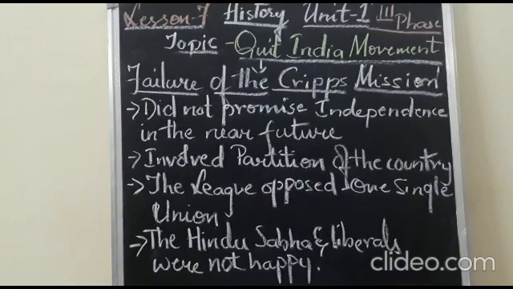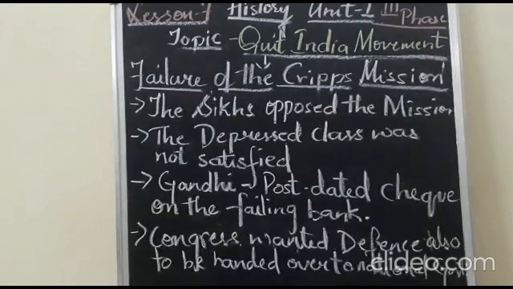of India. Now let us continue to see what were the other reasons why the Cripps mission was rejected by the Indian political parties. The next reason is the Sikhs were not happy and they opposed the mission, saying that their interest would not be safeguarded and they would be at the mercy of the Muslims if partitioned.